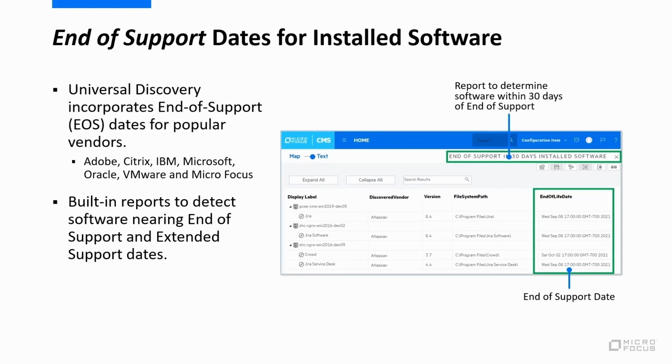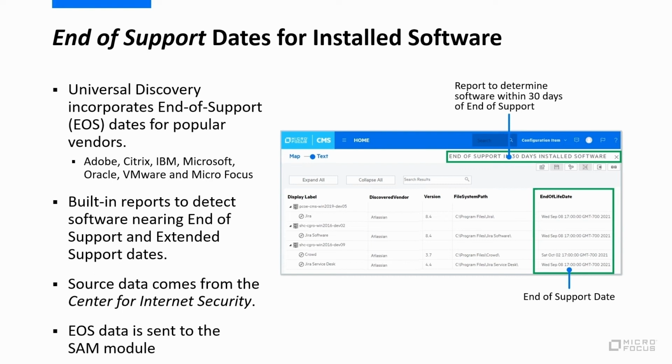Universal SeemDB has a collection of built-in reports that can help you identify this. An example would be the end of support in 30 days or even longer if you need. The end of support date comes specifically from the Centers for Internet Security and is updated monthly. Let's go take a look at what this actually looks like.